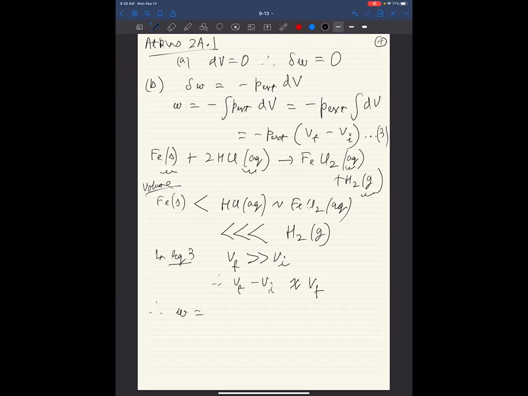Therefore, W is equal to minus P external, Vf minus Vi. This is exact, but approximately this is going to be minus P external, Vf. We still don't have an answer. We still have to work through it.